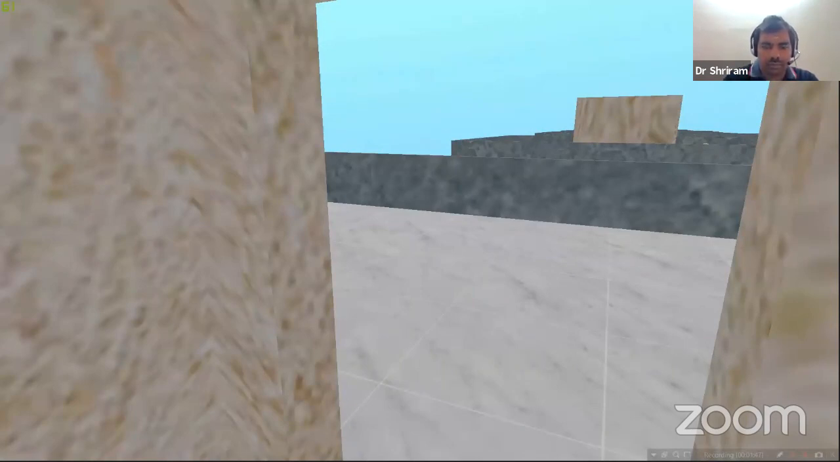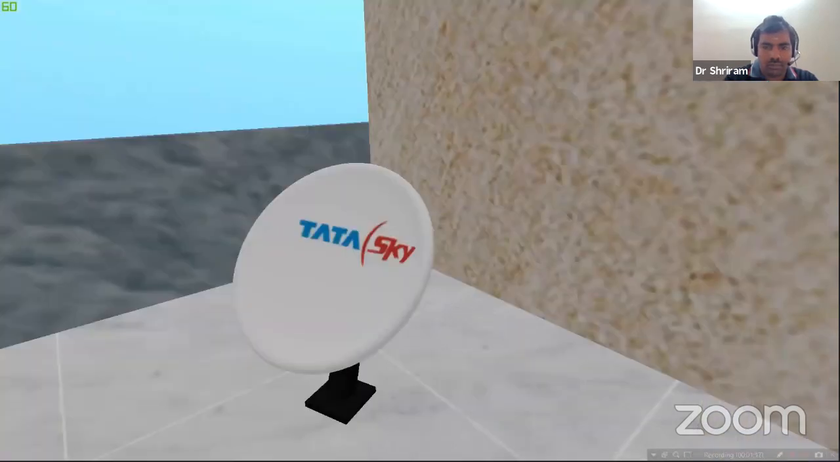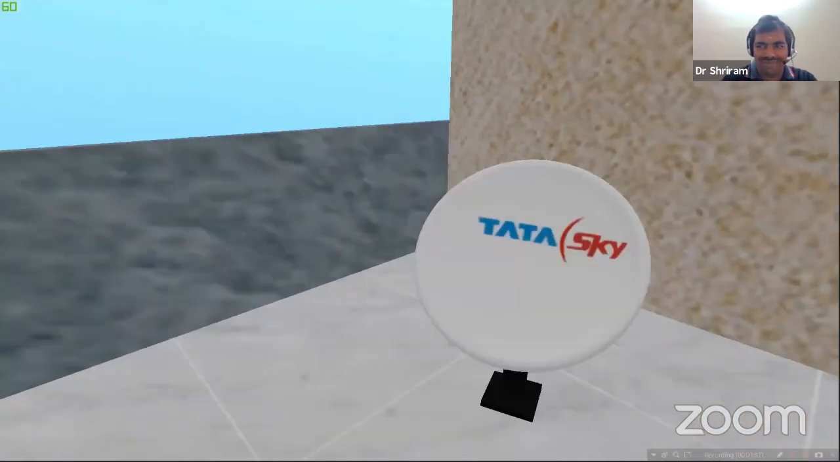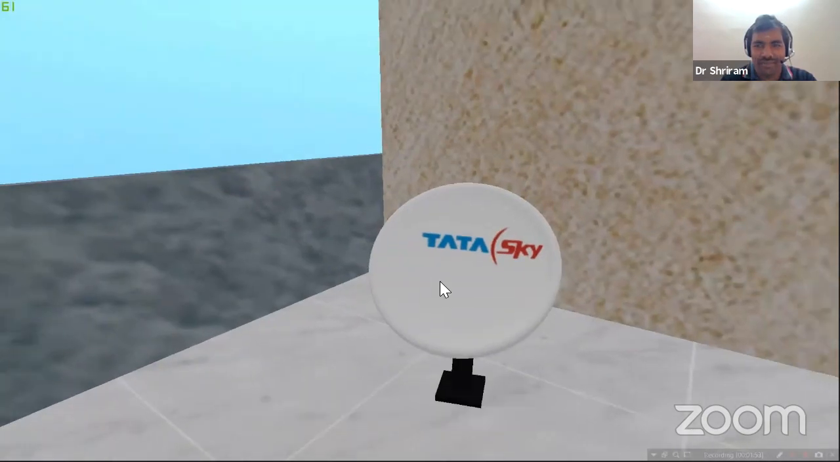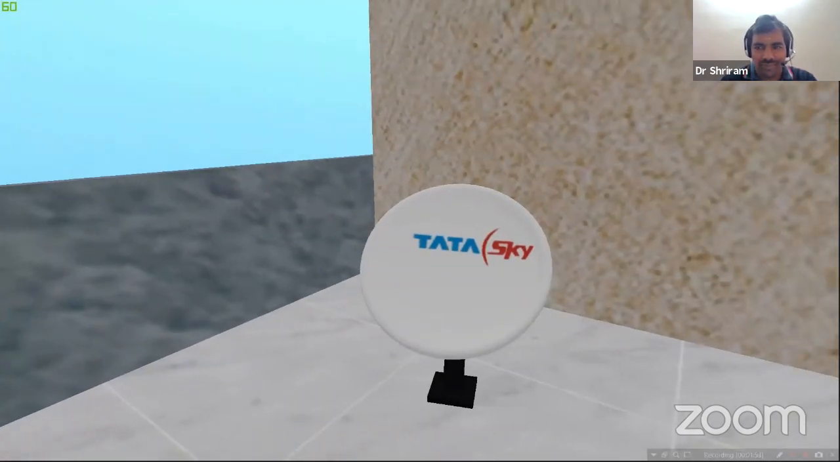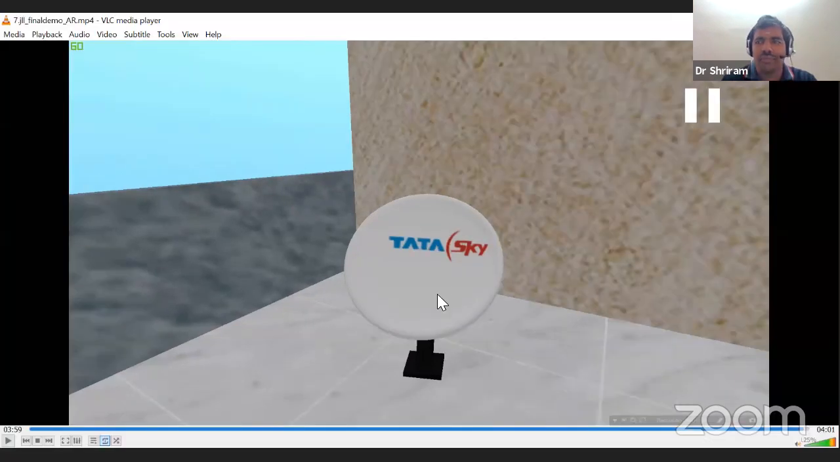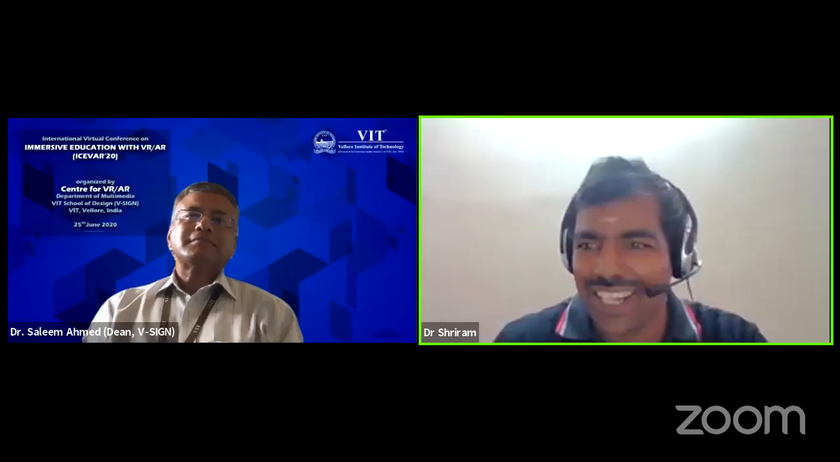Now we have shown you the terrace where we have even the Tata Sky dish over there. So all these are very realistic, and we hope the customers like it as well as get a complete immersive experience about our property. I hope it was interesting and you liked it.